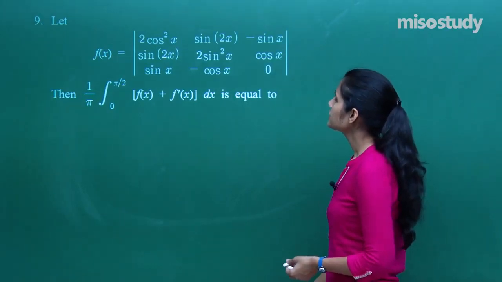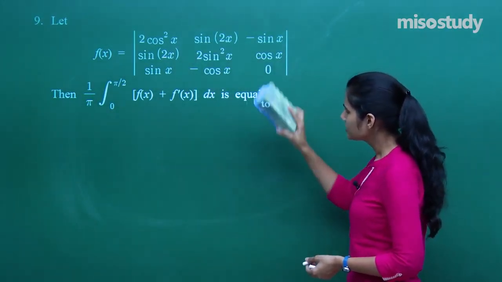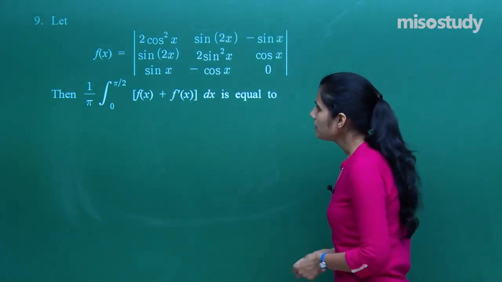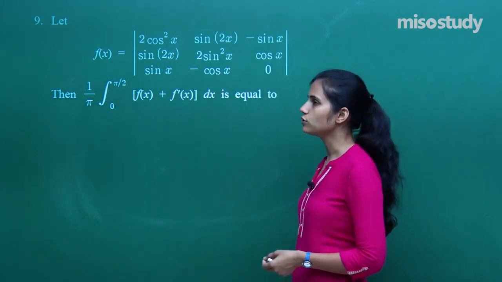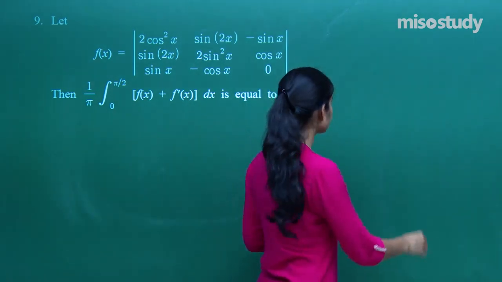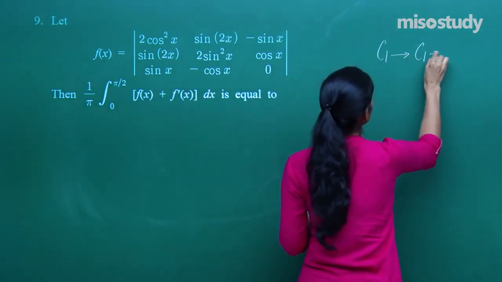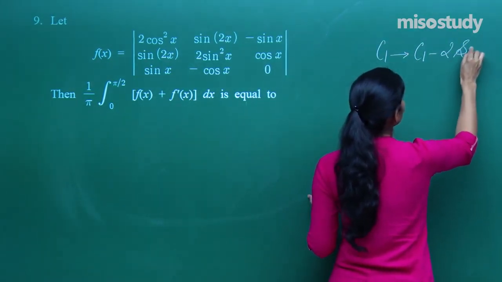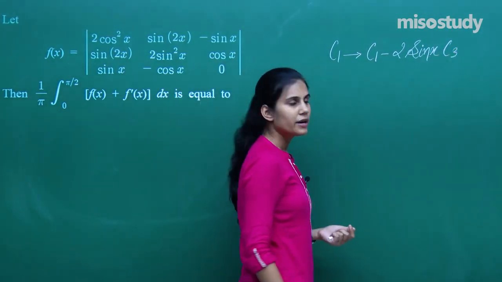Here we have let f of x be equal to this determinant with 2 cos square x, sin 2x, minus sin x, given to us. Then 1 by pi, integral from 0 to pi by 2 of f of x plus f dash x is equal to what? Now over here, if I say column 1 goes to column 1 minus twice sin x times column 3, what do I get?